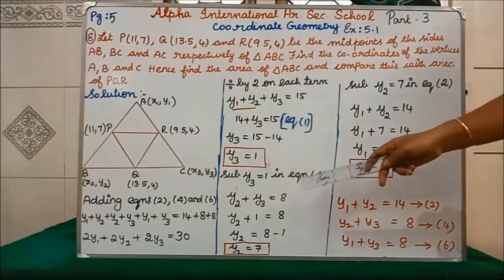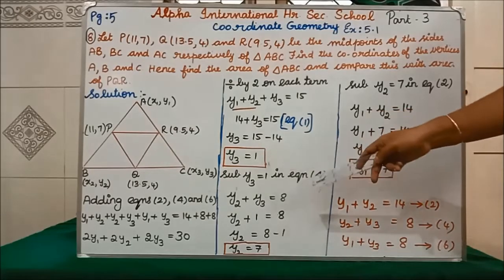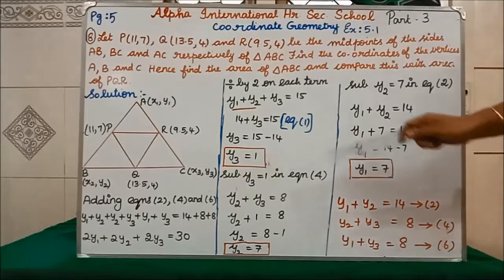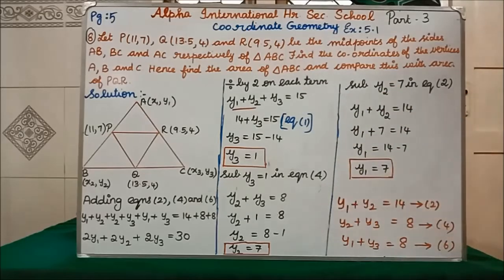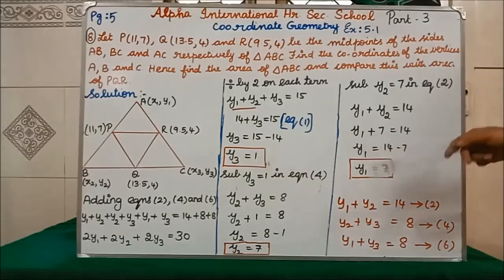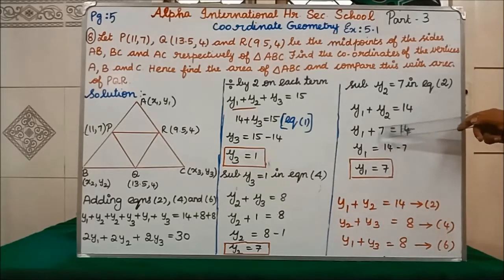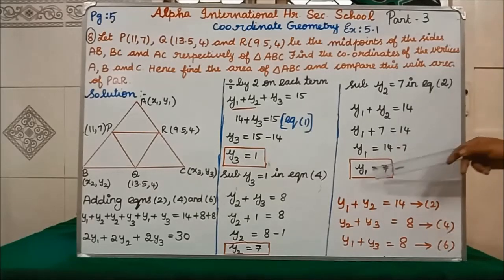The y2 value we don't know, right? y2 plus y3, y3 value is 1, equal to 8. Take this 1 to this side, y2 value we have got is 7. Next, substitute y2 equal to 7 in equation 2. y1 plus y2 equal to 14 is our equation 2. y1 plus y2 value we have got 7. Bring this 7 to this side. Next, y1 value is equal to 7.